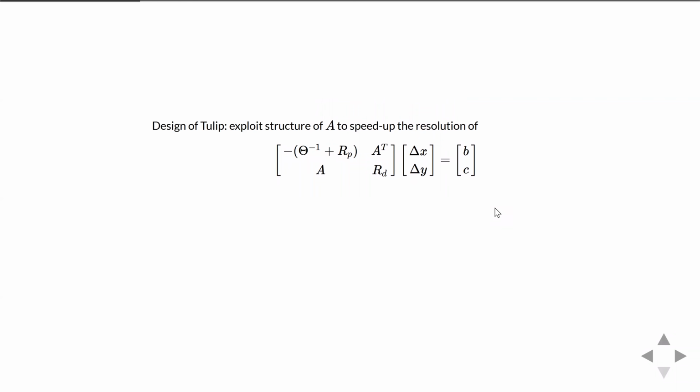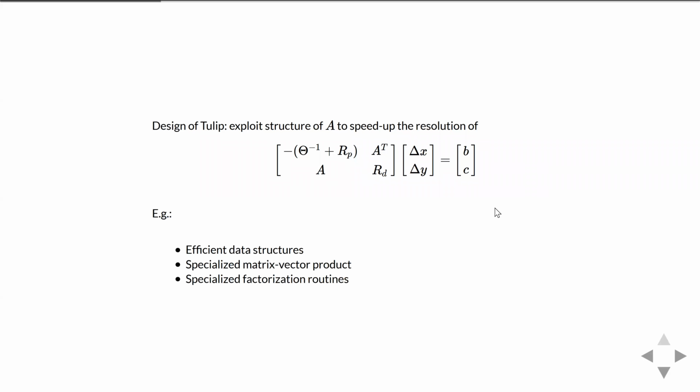And the whole design of Tulip is to write a code that allows you to exploit some structure in the matrix A. And the goal of doing that is to speed up the resolution of the linear systems. So you can do that through more efficient data structures, some specialized matrix vector products, and some specialized factorization routines. And of course, we want the code to be flexible enough so that if you want to change that particular component of the code, then you don't have to change the rest of the code.